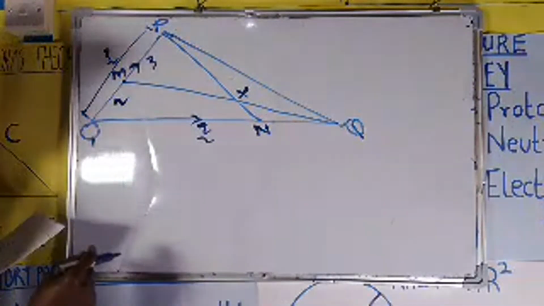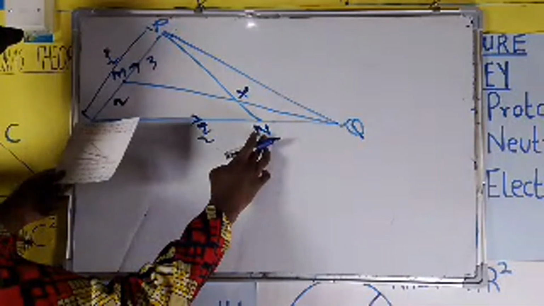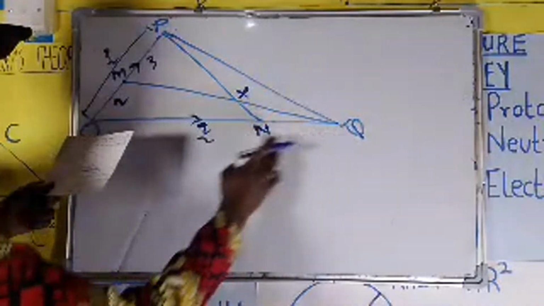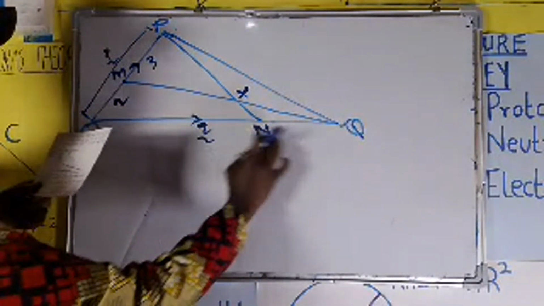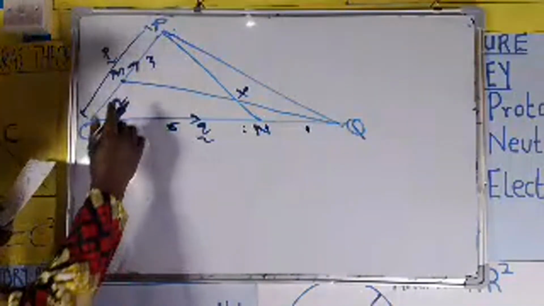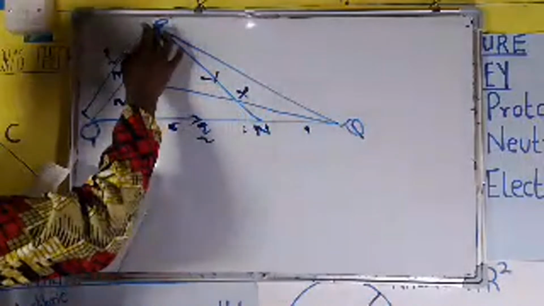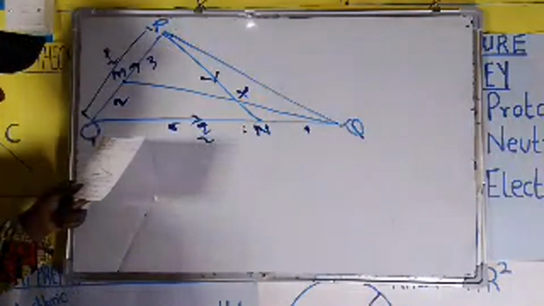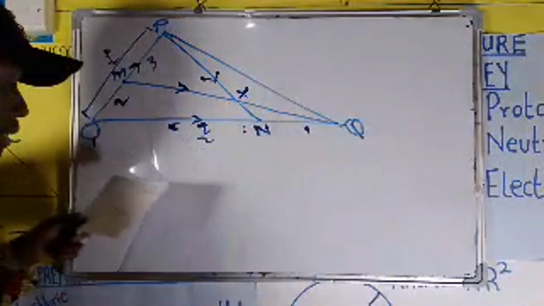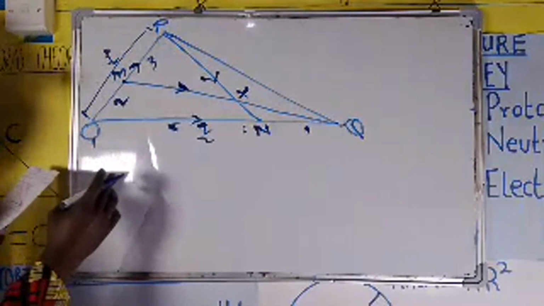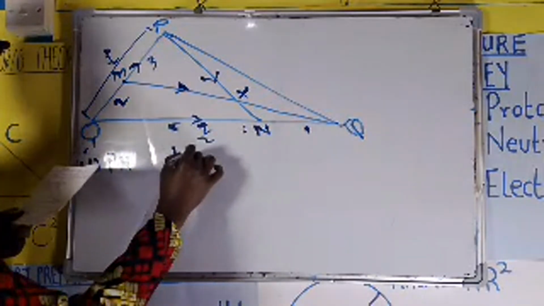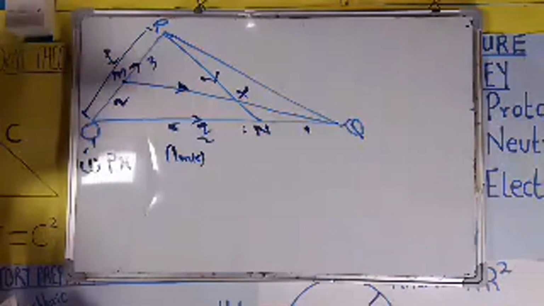And N lies on OQ such that ON is to NQ is in the ratio of 5:1. Line PN, you see PN from P to N, intersects line MQ at X. Expressed in terms of P and Q, Roman 1, PN, 1 mark.